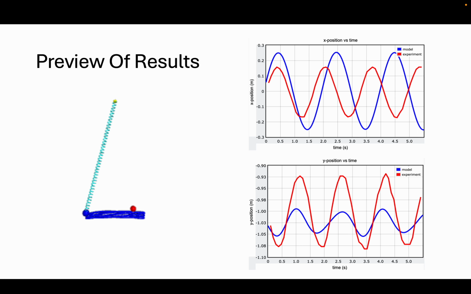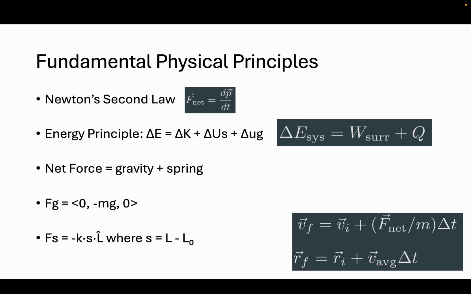time. This preview shows that the simulation captures the main pattern of the mass's motion, particularly the x direction, where the predicted and experimental data are closely aligned. The y position shows some deviation, likely due to limitations in modeling vertical spring oscillations.